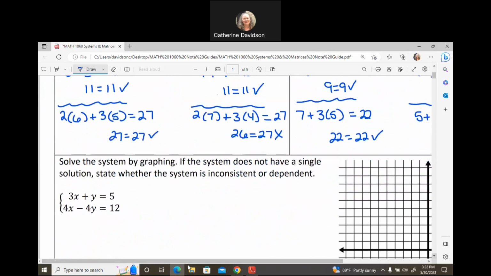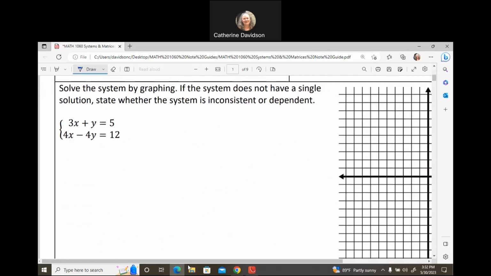All right, we're going to solve this system by graphing. If the system does not have a single solution, state whether the system is inconsistent or dependent. So there's a little trick here we can use. We can actually use your calculator to see if they have a point in common. So let's put this in.